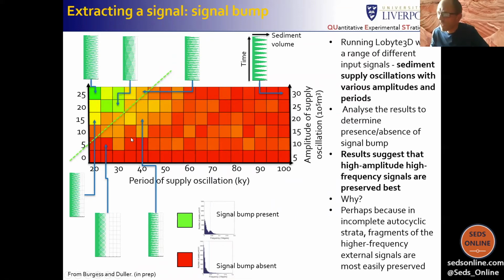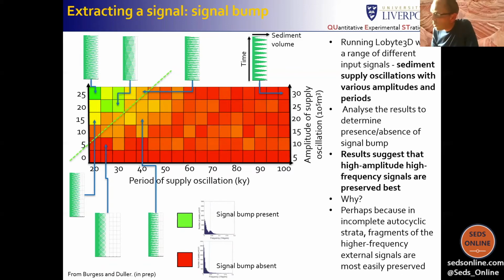Now, when you look at the input frequencies and amplitudes, it's kind of surprising, because where we see the signal bump recorded seems to be high amplitude, high frequency signals, not the high amplitude, low frequency, longer period signals. There's no signal bump evidence. It's all down here at the high frequency, right? And one of the reasons Rob and I have been arguing so much is because that's not really quite what we expected. It's a little bit counter to what tends to get described in the literature. Also, it's quite difficult to explain, and we're trying to figure out what's causing that.